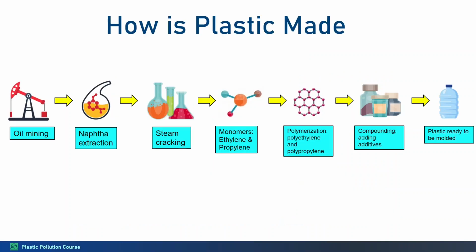Naphtha is important for making plastic because it contains ethane and propane, which undergo a process called steam cracking, where they are put under high temperature and pressure in a zero oxygen environment. The results are the monomers ethylene and propylene, which constitute the backbone of plastics.